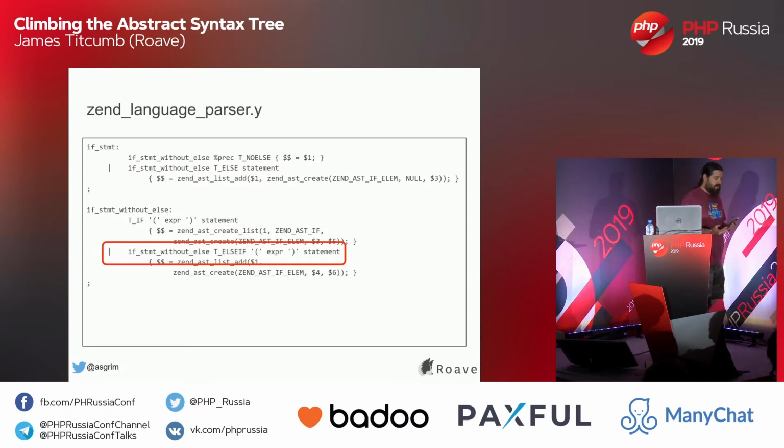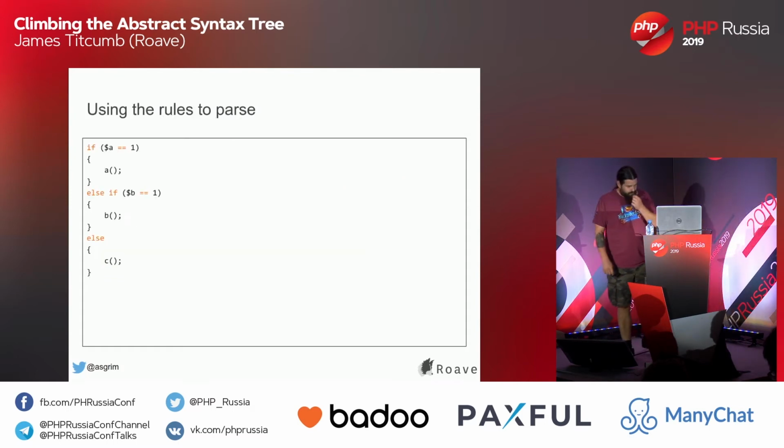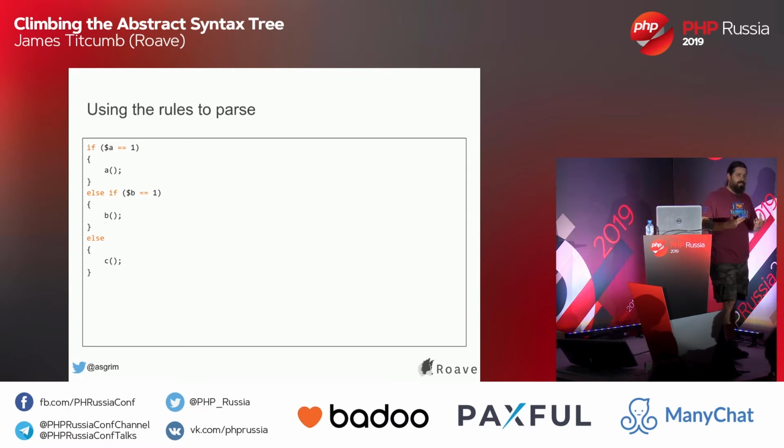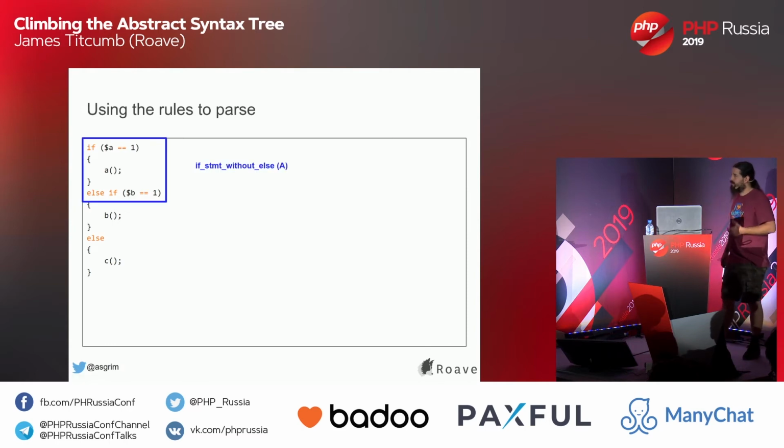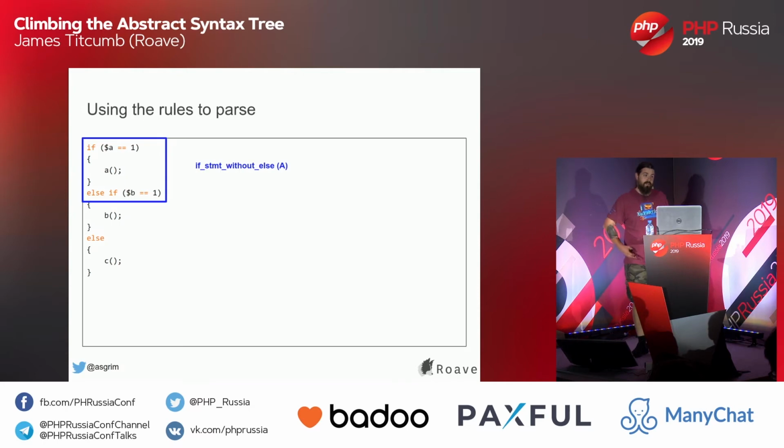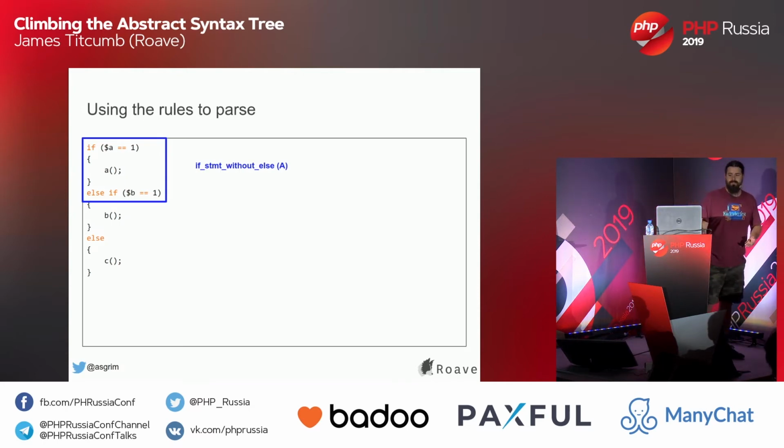So what this allows us to do is, by using this definition, we can say, well, you can have an if, and then an else if, and then an else if, and any number of else ifs, followed by an else. Or you can have just an if, or you can have an if and then an else, and so on. So let's use these rules to parse and understand this if-else block, right? The first block matches if statement without else, right? Because it's an if statement, it doesn't have an else. It's got if token, open parenthesis, expression, close parenthesis, statement.